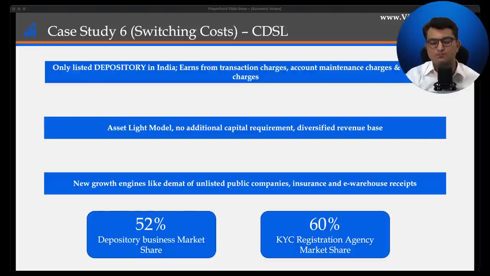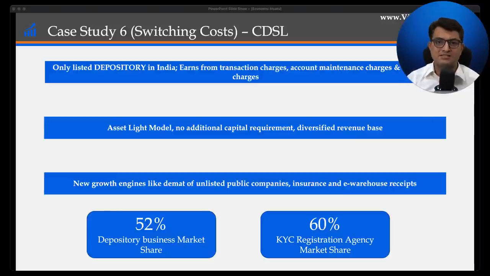Okay, so it's also network effect and it's also switching cost, because it is difficult to move from, say, CDSL to NSDL. It is too painful a process, right? And it's the only listed depository in India, earns from transaction charges and multiple such charges. And it is an asset light model for growing. They don't need much incremental capacity. You just put servers and all the technology in place and you can keep getting incremental revenue.